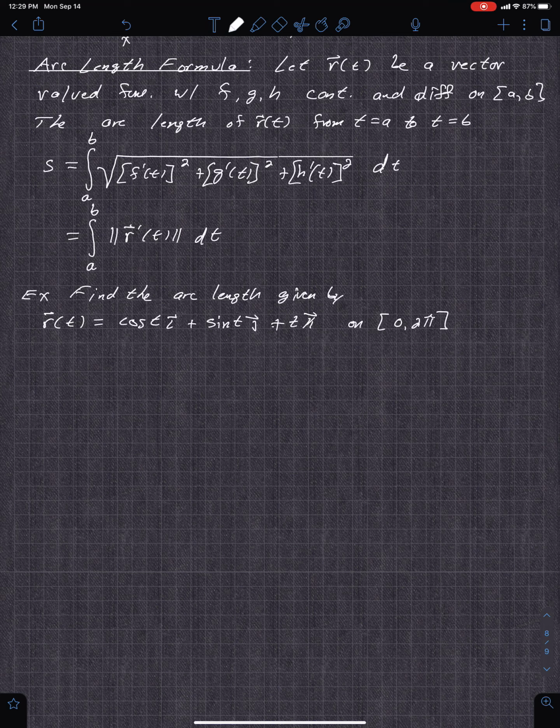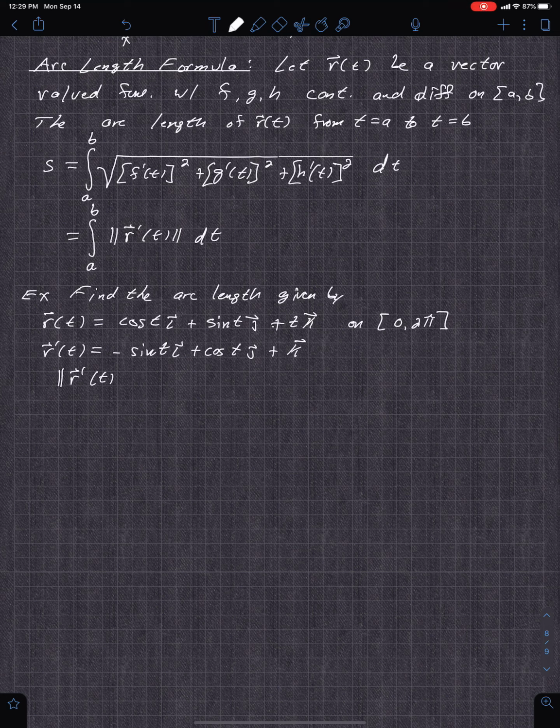To calculate this, you're going to need r prime. So let's calculate r prime. r prime of t, you take each of these derivatives. Derivative of cosine is minus the sine, then cosine, and then just 1. So you get minus sine t i plus cosine t j plus k. Then we need to take its magnitude. You could take it from here, so try this, continue, get your result.